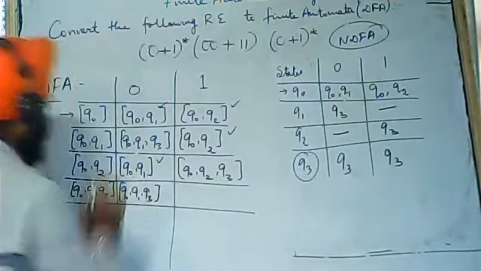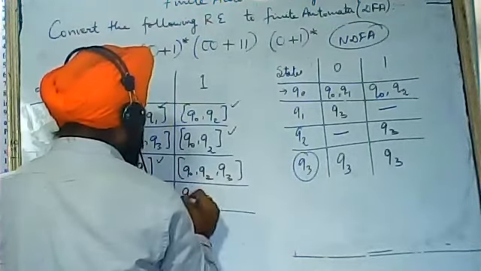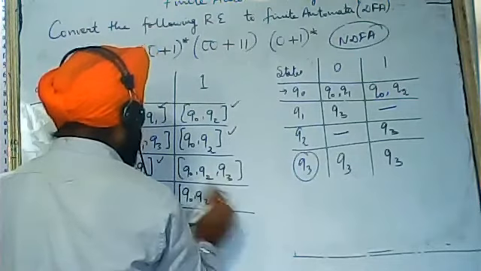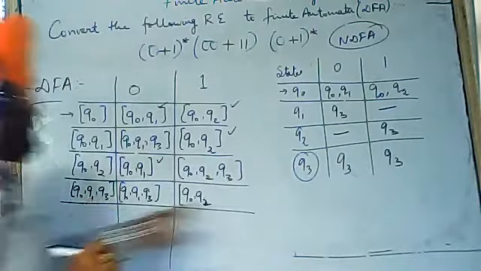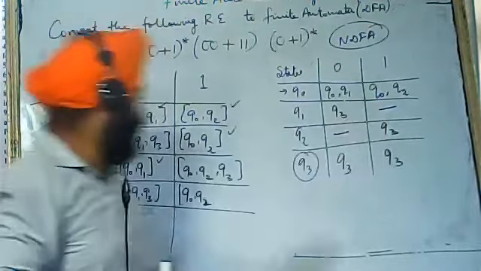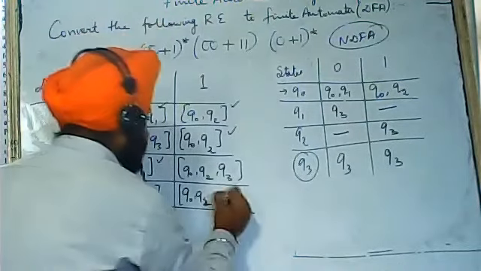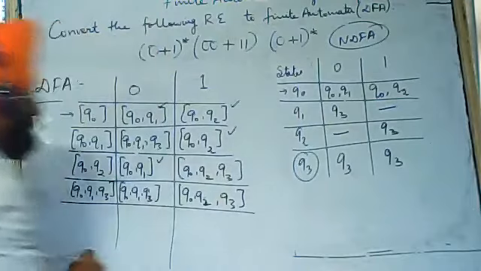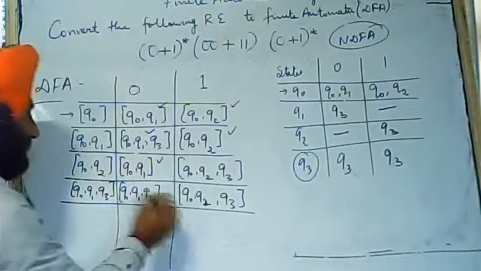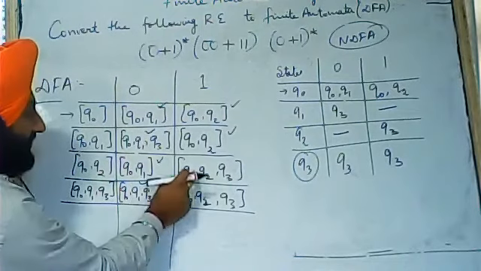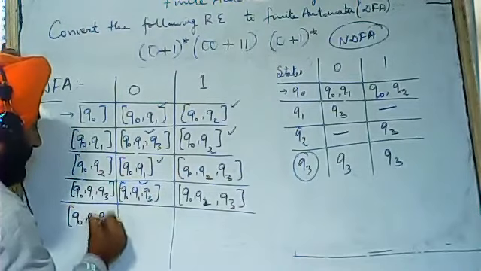So completed. Next, q0 upon the processing of 1 is q0, q2; q1 upon the processing of 1 is nowhere; q3 upon the processing of 1 is q3. So here q3 will be written. So q0, q1, q3 has been written, but this pair is still pending, that is q0, q2, q3.